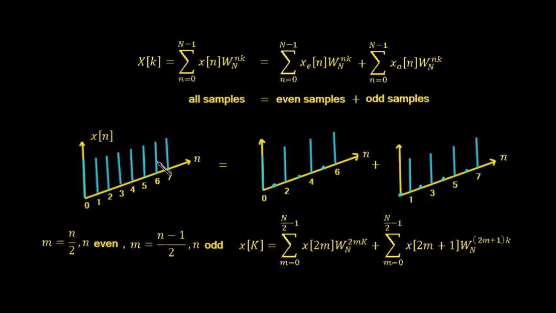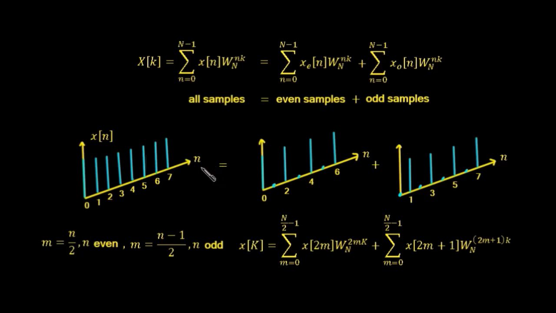We have 8 samples here, that's 0 to 7. And we split this into the even samples. So this one here gives all the even samples 0, 2, 4 and 6. And this one here gives all of the odd samples. So the odd samples run 1, 3, 5 and 7. So in order to write this out mathematically, what we do is we change the index here from an n to another letter. So we change that to a value of m. So m is equal to n upon 2. So this is the decimation in time.